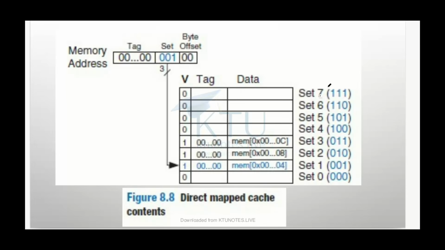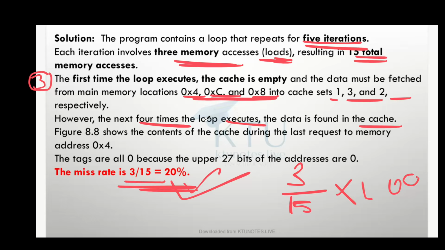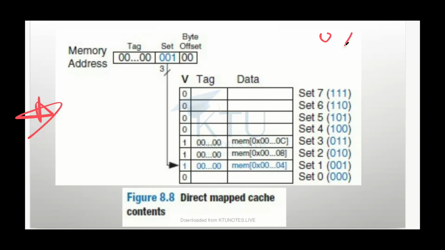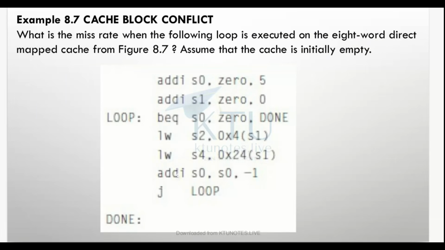Okay, so this is the representation of that question. Here you have 0x4 in set 1, 8 in set 2, and 12 in set 3. The tag bits are 0, because it is just 0x4, and the rest of the bits are 0, 0, 0. So the tag bits are all 0. The valid bit is 1 for set 3, set 2 and set 1, where data is present. The other valid bits are 0. This is how we will represent that question.